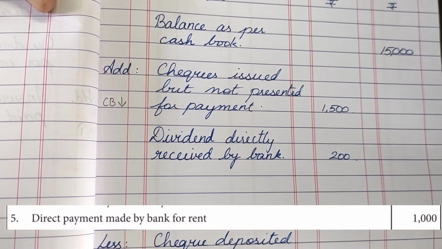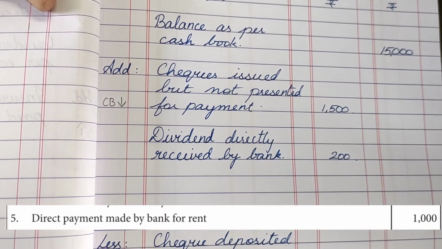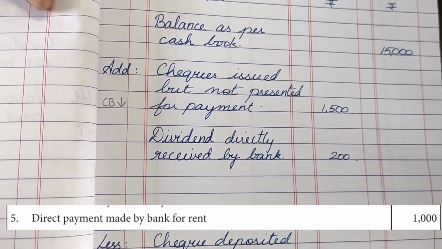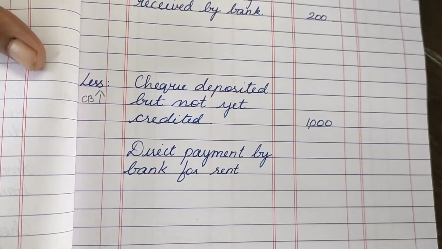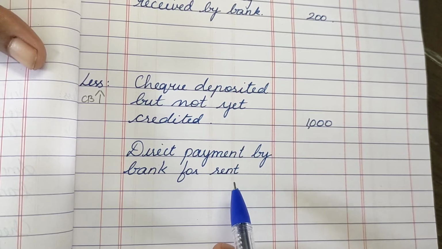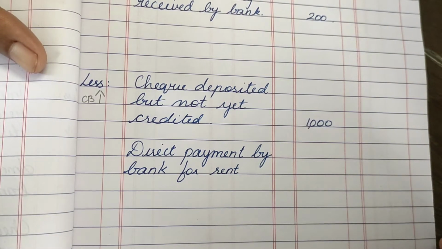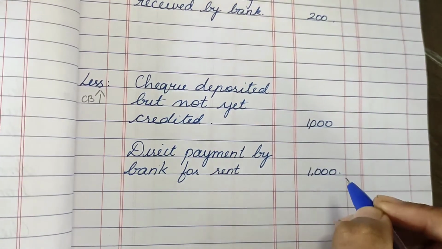The next transaction is direct payment made by the bank for rent. So the bank is paying directly. So the value in the bank account, that is bank balance or the passbook balance, goes down. Whereas the cash book, they have not recorded it as a payment. Therefore cash book balance is more. When the cash book balance is increasing, it goes to the less category. So direct payment by bank for rent is rupees 1,000 again. So put the 1,000 rupees in the inner column.